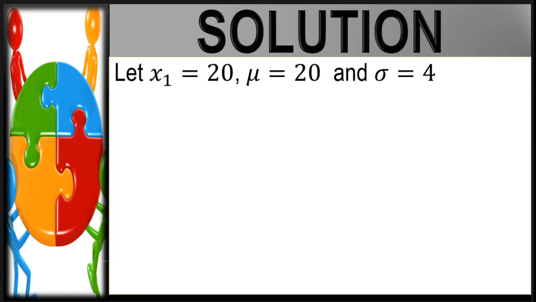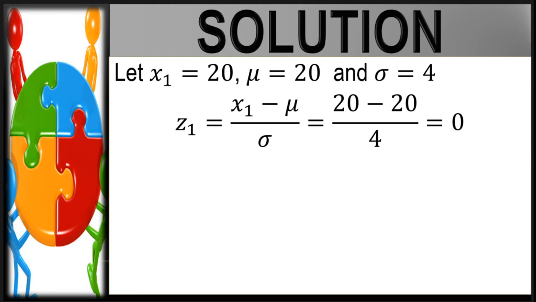So these are the given. We have the first value of score x equal to 20, the mean is equal to 20, and the standard deviation is equal to 4. First, standardize the normal distribution by converting the x values to z values. So substituting to our formula, we have 20 minus 20 over 4. The first z value is equal to 0.